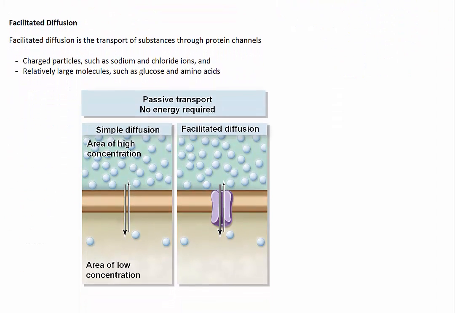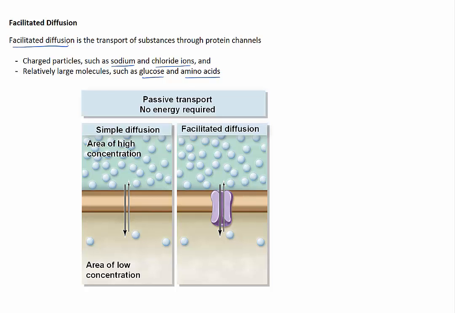Charged particles such as sodium and chloride ions and relatively large molecules such as glucose and amino acids cannot pass freely through the hydrophobic part of the phospholipid bilayer. Instead, they transport across the cell membrane through transport proteins that help the solutes cross. And this process is called facilitated diffusion because the proteins facilitate or assist the movement of these molecules across the membrane.